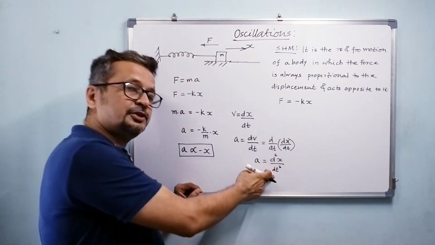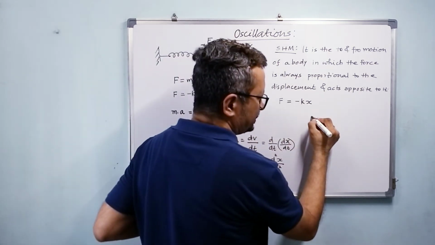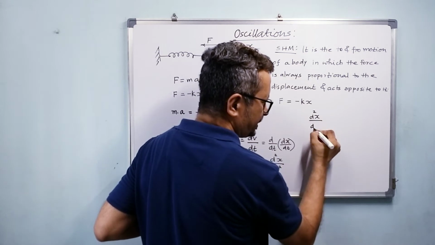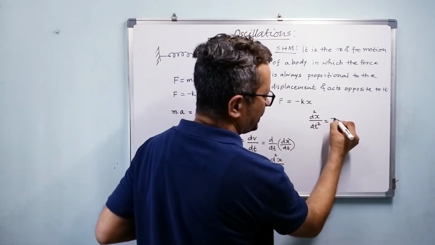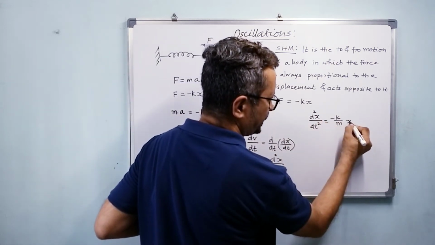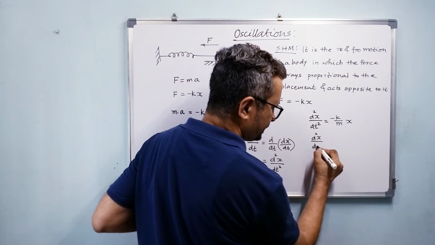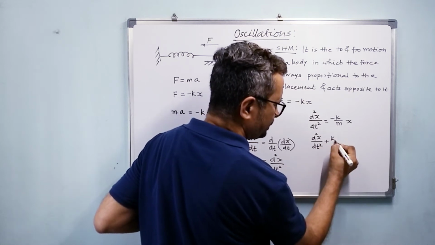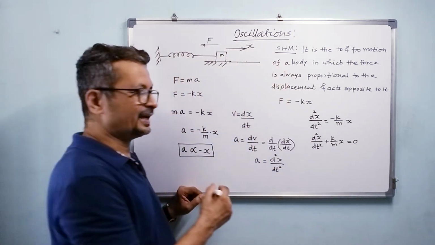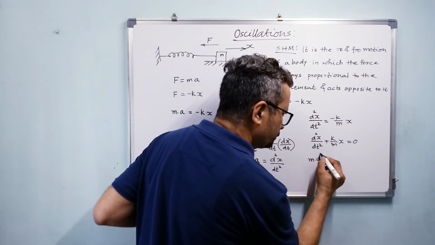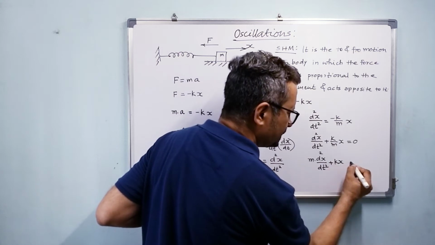So now if I put this d2x by dt square here, what do I get? I get d2x by dt square is equal to minus k by m into x, or I take this on that side, d2x by dt square plus k upon m into x is equal to 0, or I can also write this as m into d2x by dt square plus kx is equal to 0.